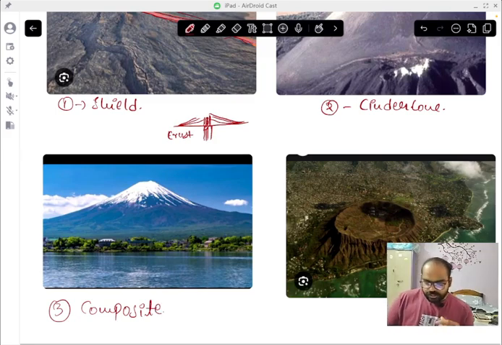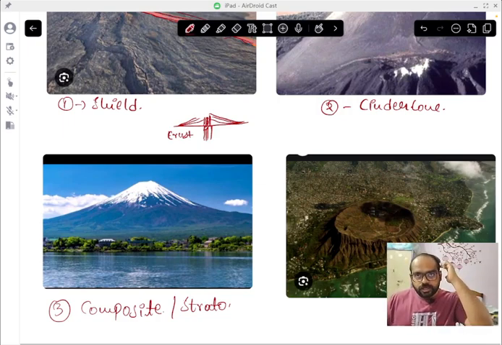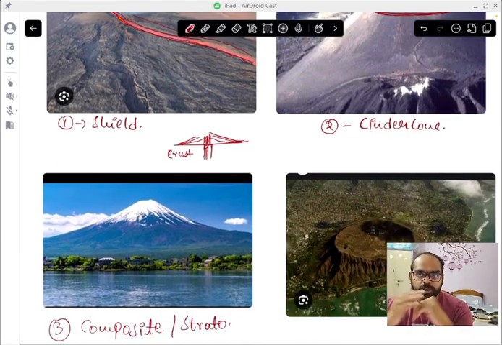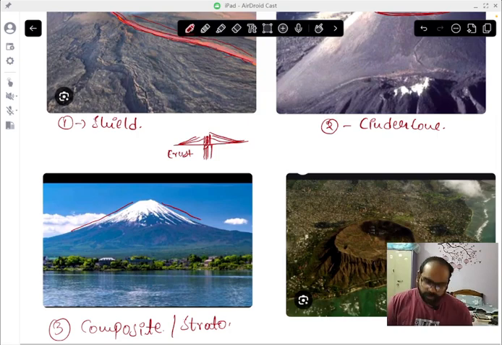Composite volcanoes are also called stratovolcanoes. What happens in a composite volcano? Composite volcanoes are cone-shaped volcanoes with very steep sides. See, it is very steep, almost a cone-shaped volcano. They are cone-shaped and have very steep sides.